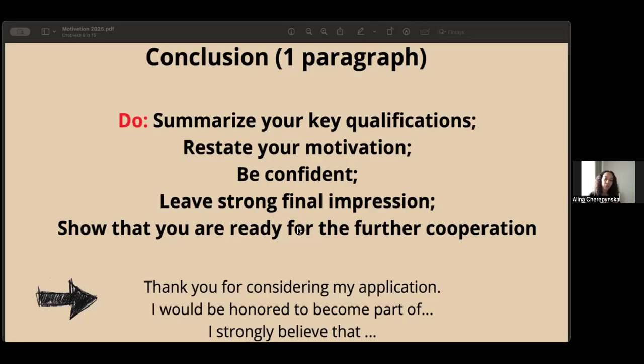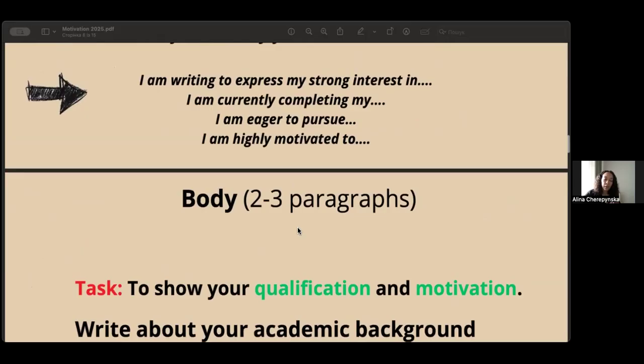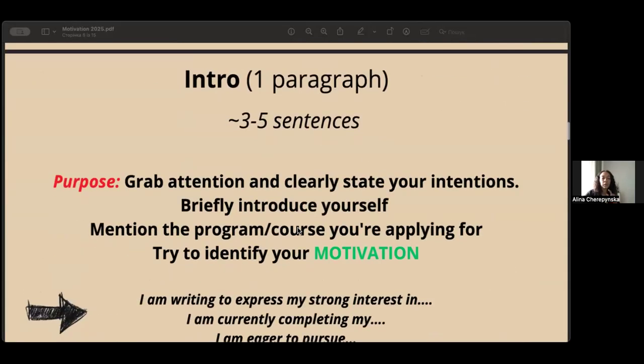But in order to have a good final impression, you need to greatly develop the body part, and you also need to develop greatly your introductory part. Introduction is hard because your main task is to grab attention, to catch the attention of the committee.